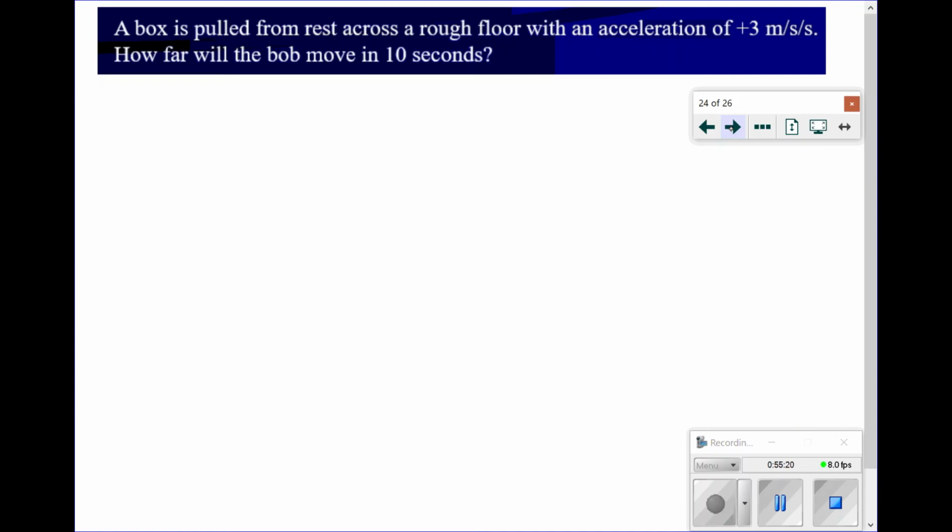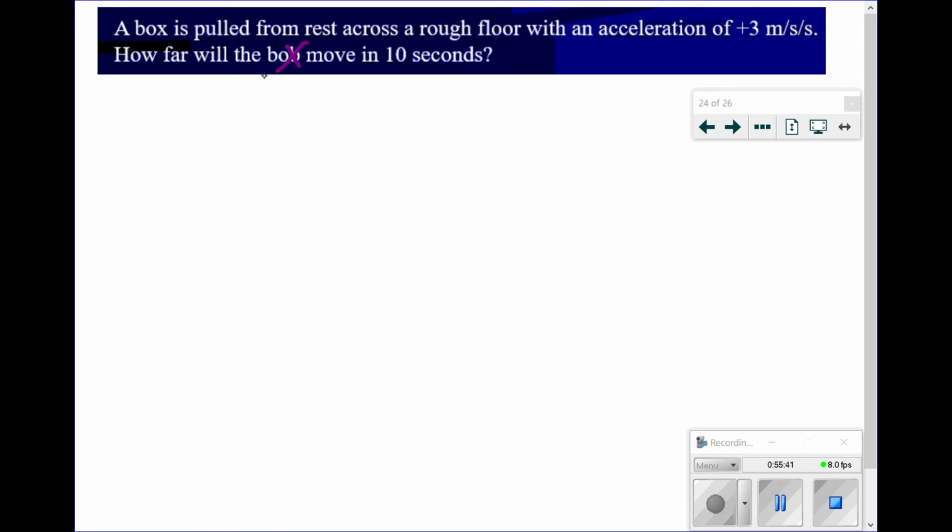Here I have a situation where I have a box that's being pulled from rest across a rough floor. It has an acceleration of positive 3 meters per second squared, or 3 meters per second per second. I want to find out how far the box will move in 10 seconds.